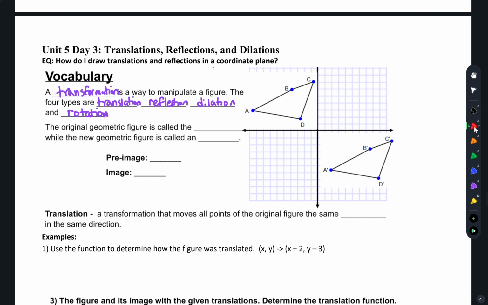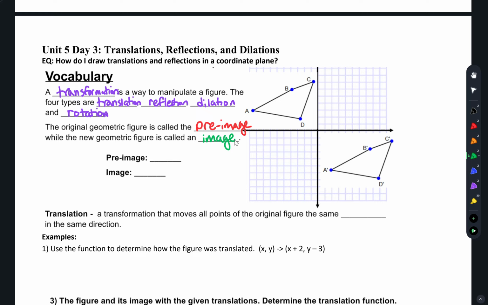When we talk about transformations, we are always going to start with an image, do some kind of manipulation to it, and end up with a new image. The original geometric figure we always refer to as the pre-image, and the new geometric figure is called the image.